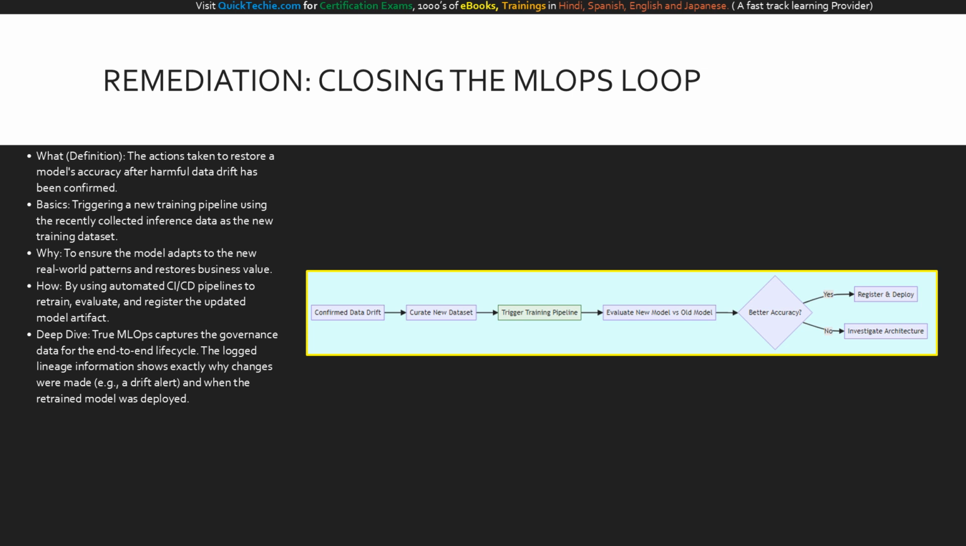Your logged lineage information should explicitly state that this new model version was published because data drift was detected on a specific date. This creates perfect auditability and transparency for your AI operations. Let's walk through the remediation lifecycle.